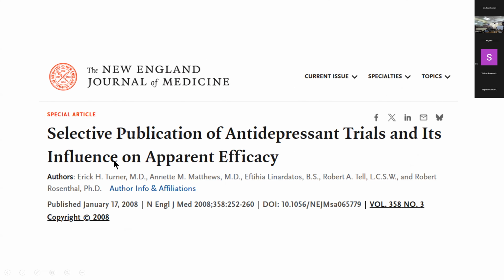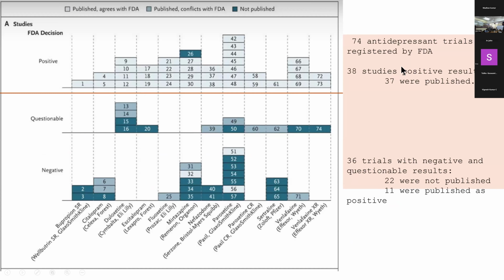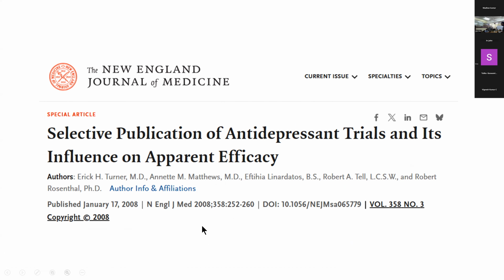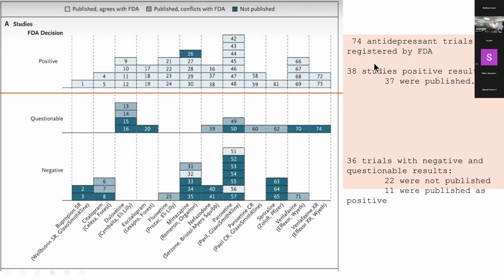This was another study published in NEJM, which basically looked at the publication of antidepressant trials. This was actually done in 2008. So by 2008, there were 74 antidepressant trials registered with the FDA.